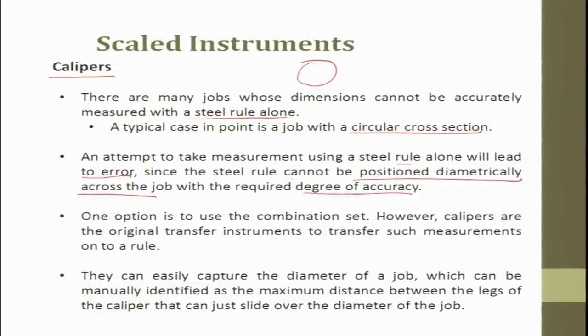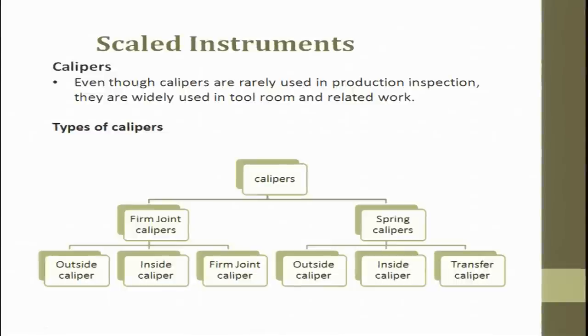They can easily capture the diameter of the job, which can be manually identified as the maximum distance between the legs of the caliper that can just slide over the diameter of the job. Calipers are like snap gauges, right? Even though calipers are rarely used in production inspection, they are very widely used in the tool room. The combination set operation is also very difficult, and then we talk about the caliper. These are all used in tool rooms.